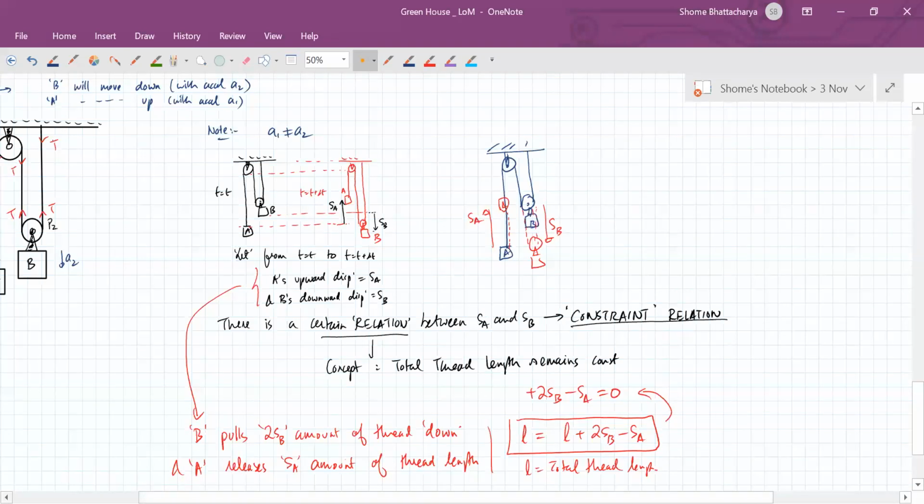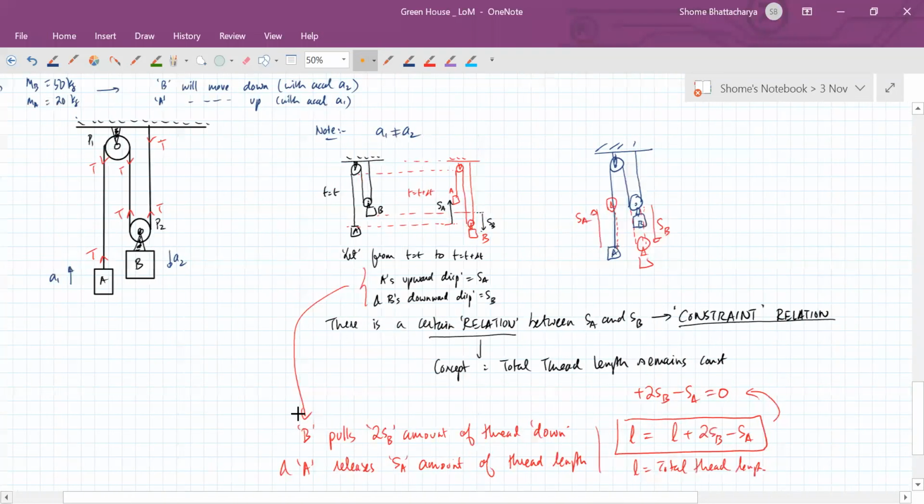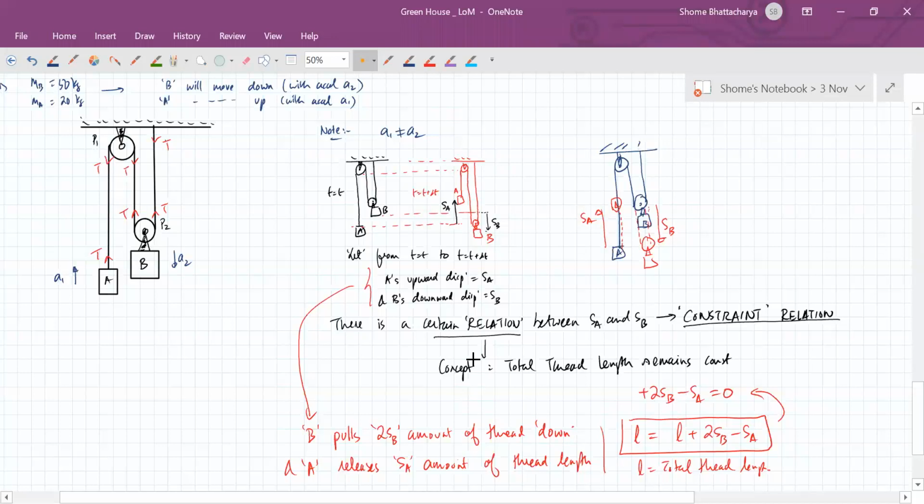Okay. So please make a note of this carefully now. This entire part on the right side, make a note of it carefully and make sure you understand this relation, that SA is equal to 2 times SB, and ask me if there's any doubt about it. How we've got this relation that 2SB minus SA is equal to 0. If there's any doubt, please ask me.